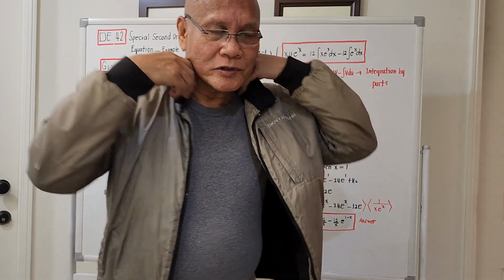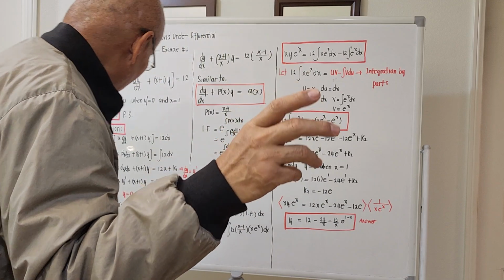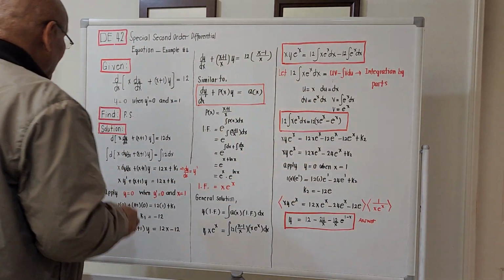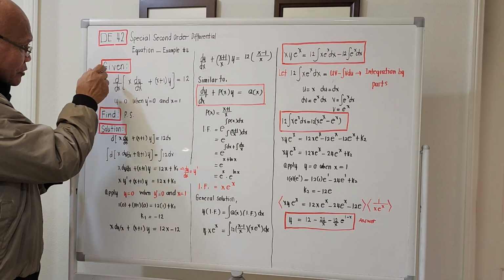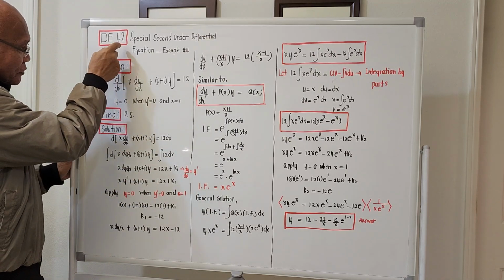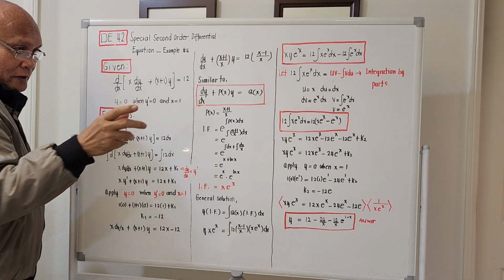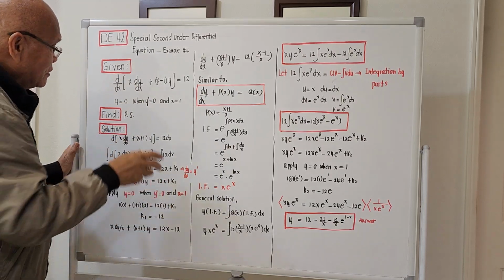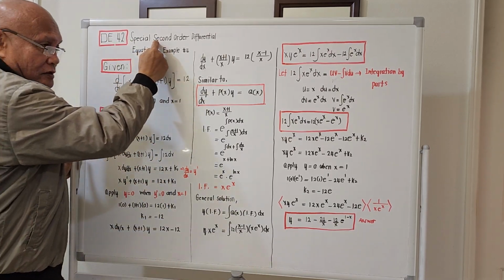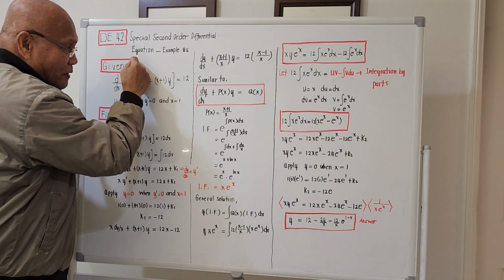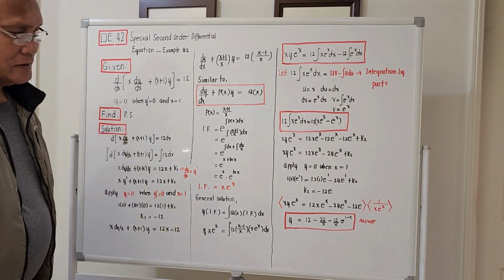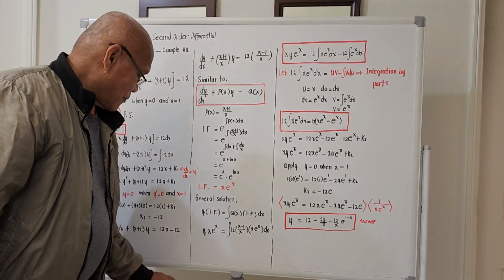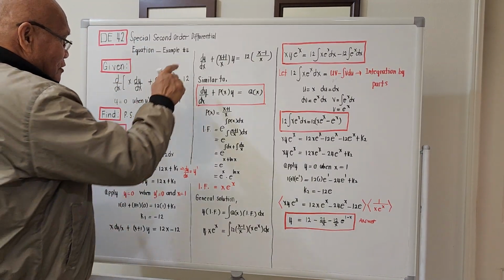Okay, let's proceed. The topic for tonight is lesson number 42 and the subject matter differential equation. So this is DE 42. The title of the topic is Special Second Order Differential Equation. This should be example number, is it number 4 or number 5? I think this is number 5.